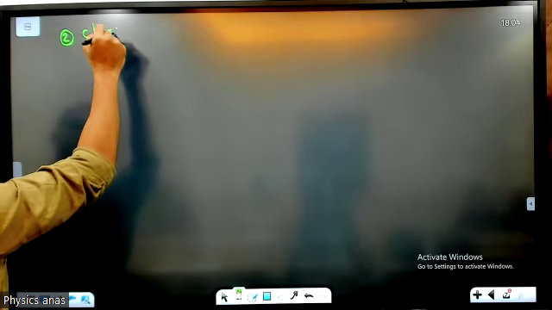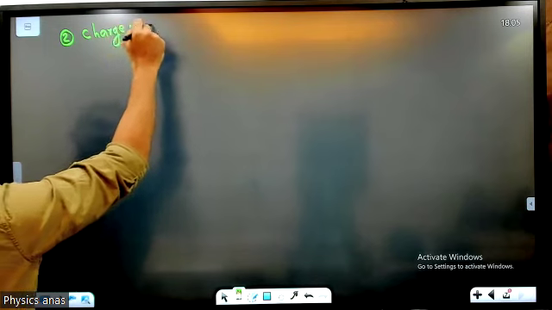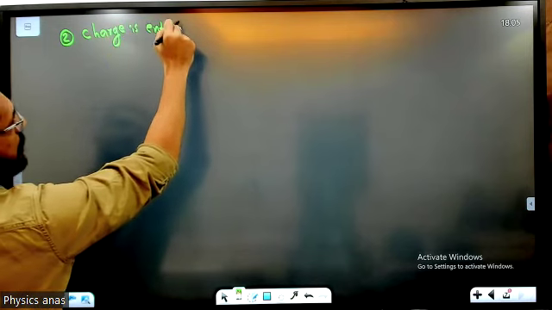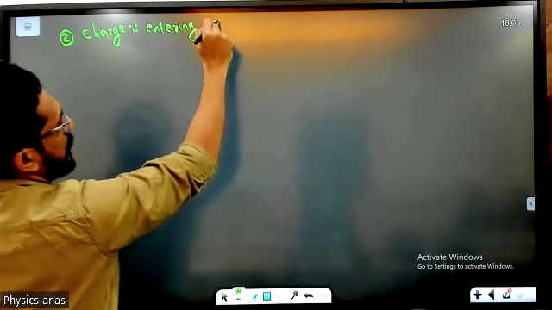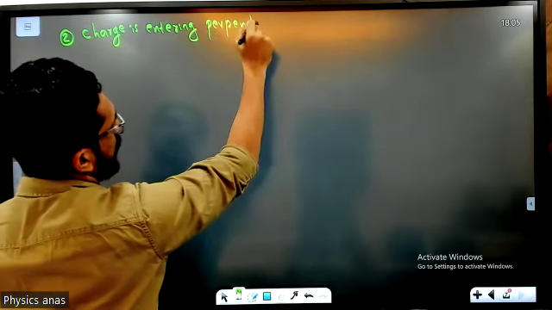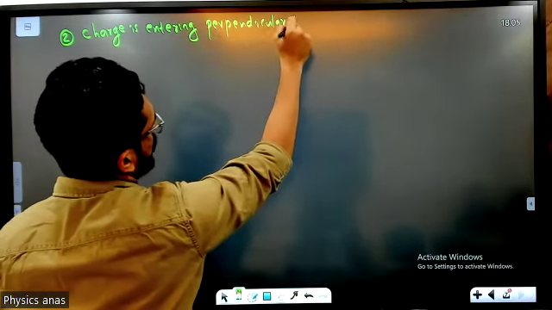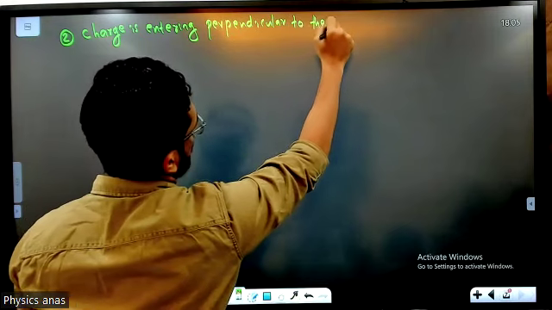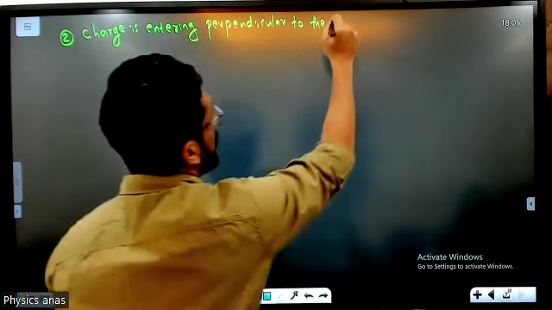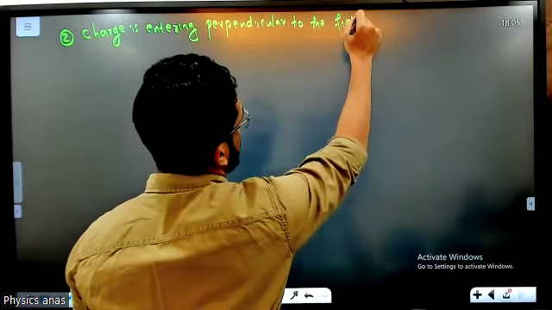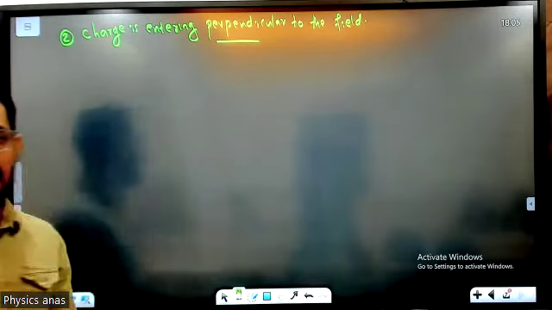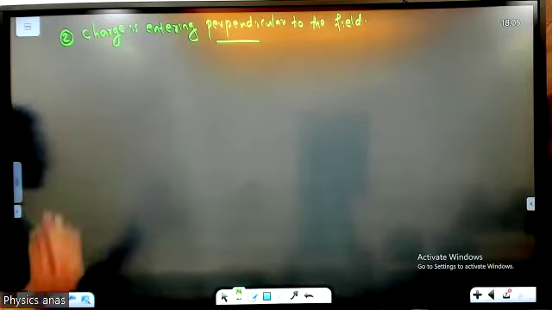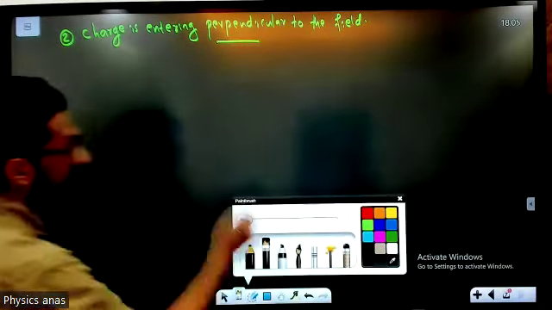Charge is entering perpendicular to the magnetic field. What happens if the charge is entering perpendicular to the magnetic field? How will that figure look?